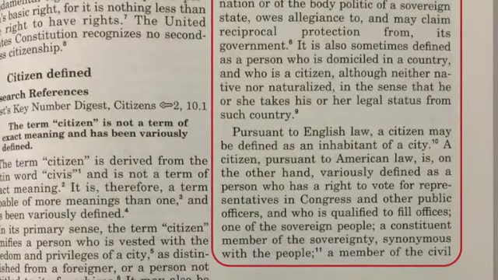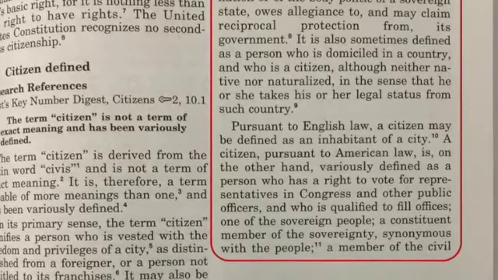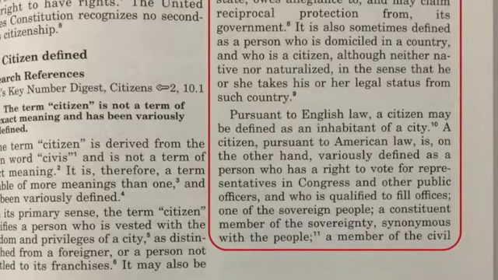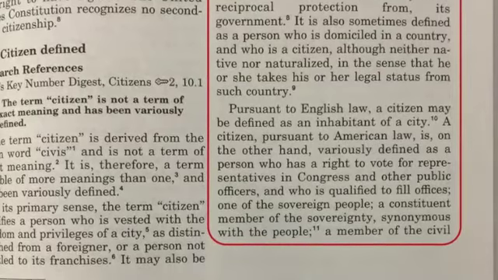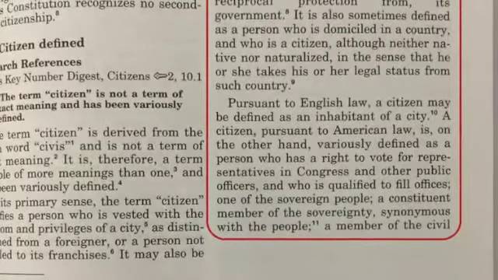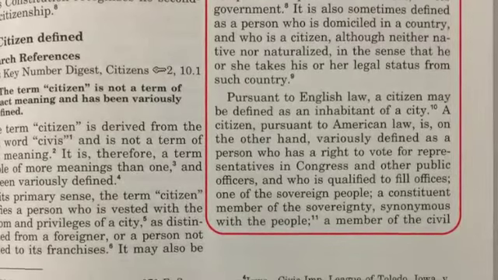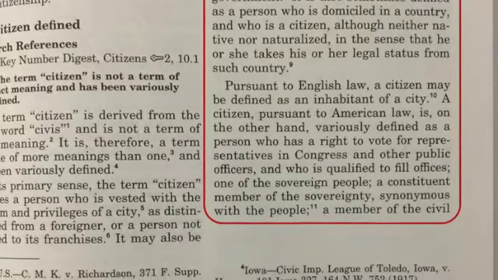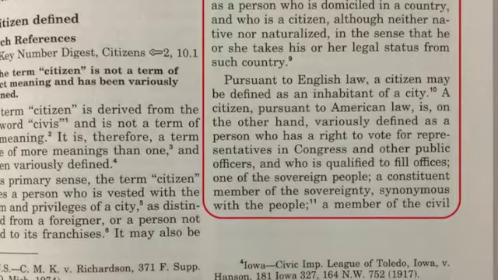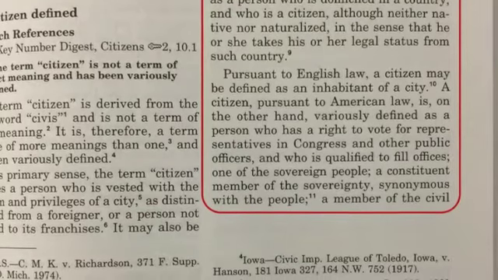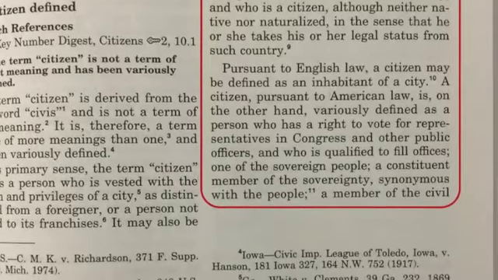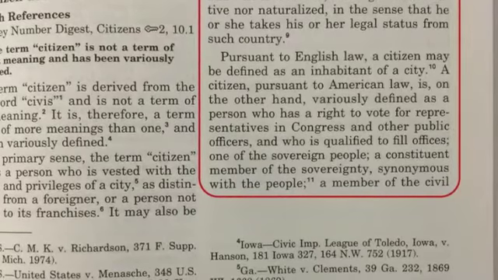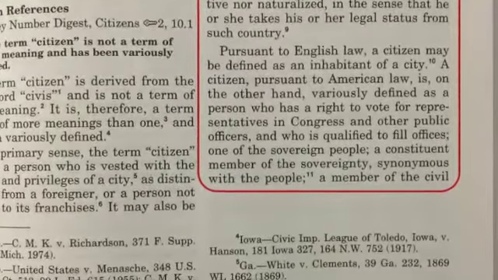Pursuant to English law, a citizen may be defined as an inhabitant of a city. A citizen pursuant to American law is, on the other hand, variously defined as a person who has a right to vote for representatives in Congress and other public office, who is qualified to fill offices, one of the sovereign people. The people are sovereign, not the person. A constituent member of the sovereignty is the people, synonymous with the people. Okay, so they're not using person there, they're using people.